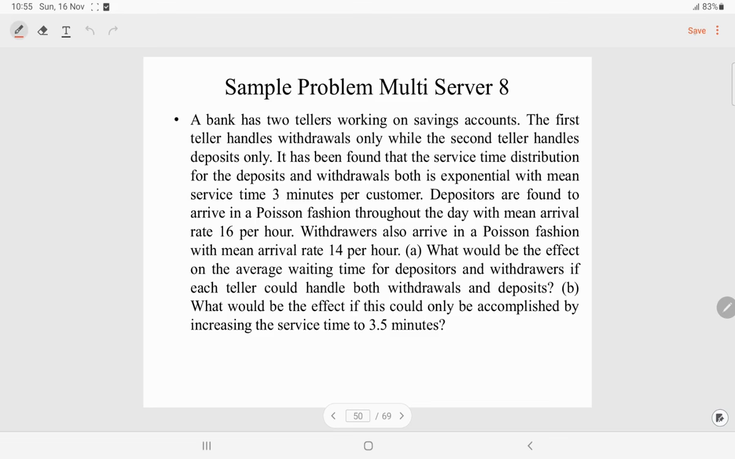Okay. So the next question. Read the question. The bank has 2 tellers, so C is equal to 2. The first teller handles withdrawals only while the second teller handles deposits only.